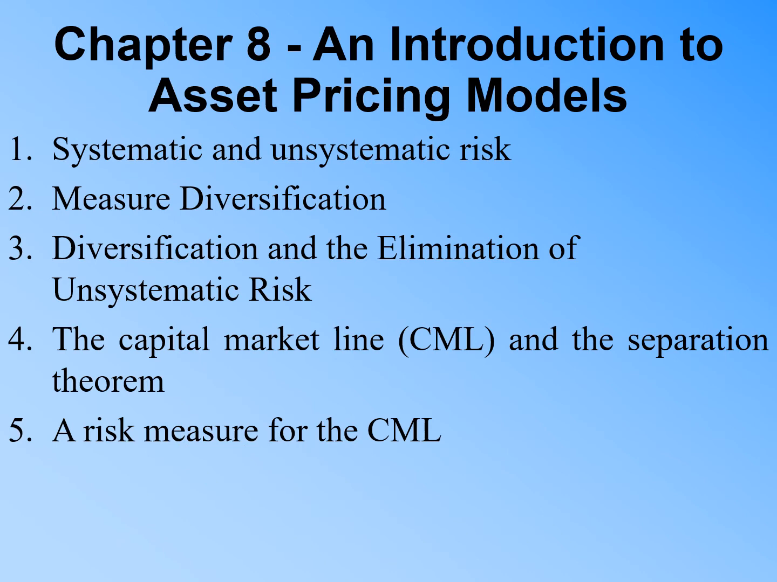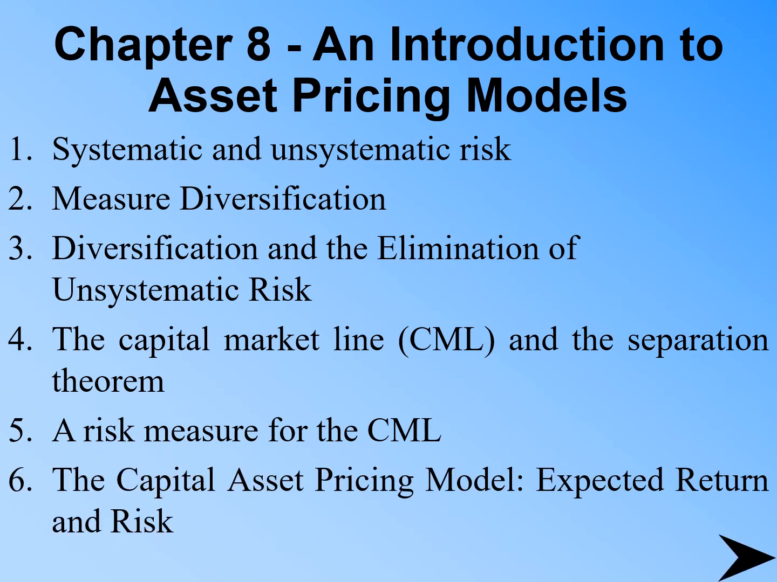Today we will cover the following topics. First is the systematic and unsystematic risk. Second, major diversification. Third, diversification and the elimination of unsystematic risk. Fourth, the capital market line and the separation theorem. Fifth, a risk measure for the capital market line. And the last is the capital asset pricing model, expected return and risk.